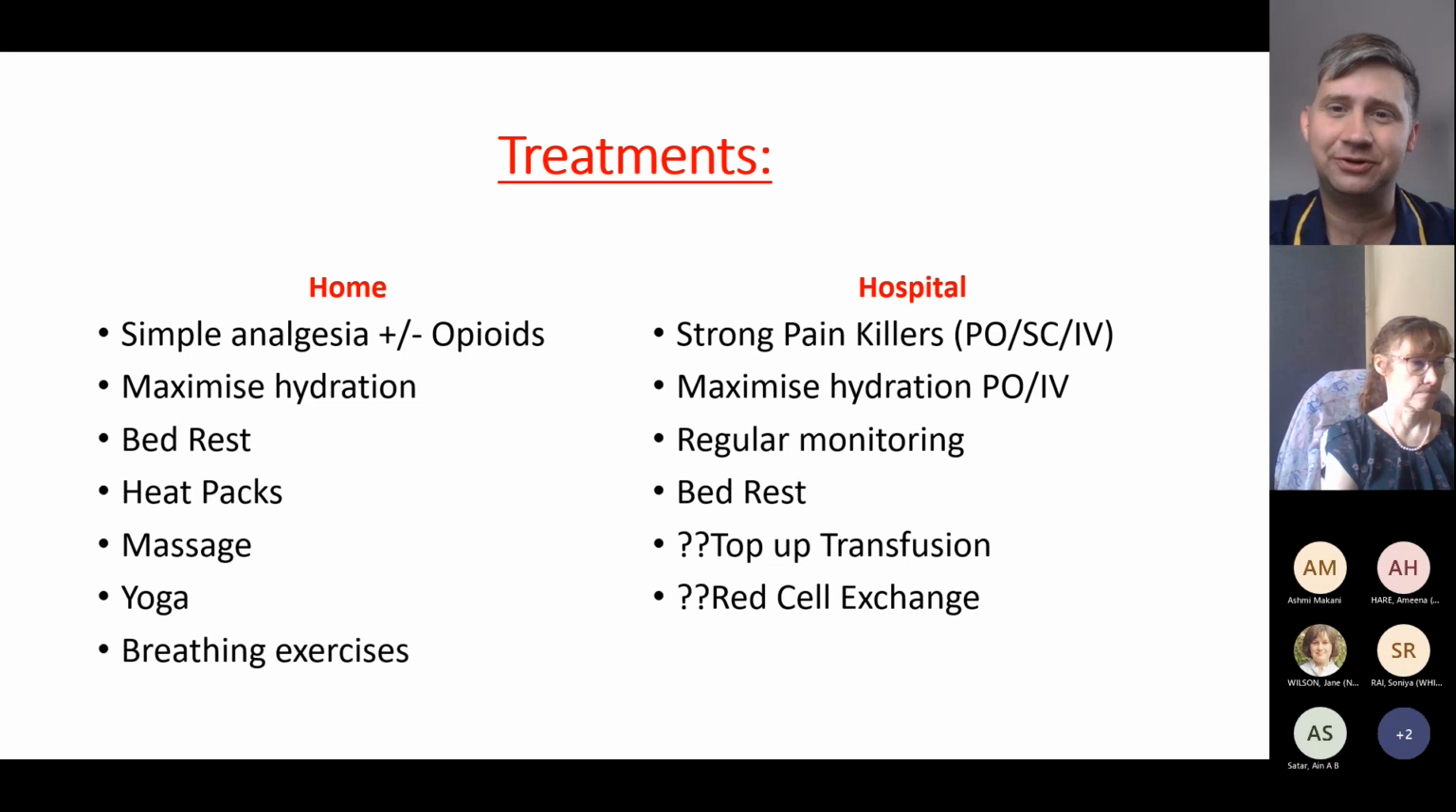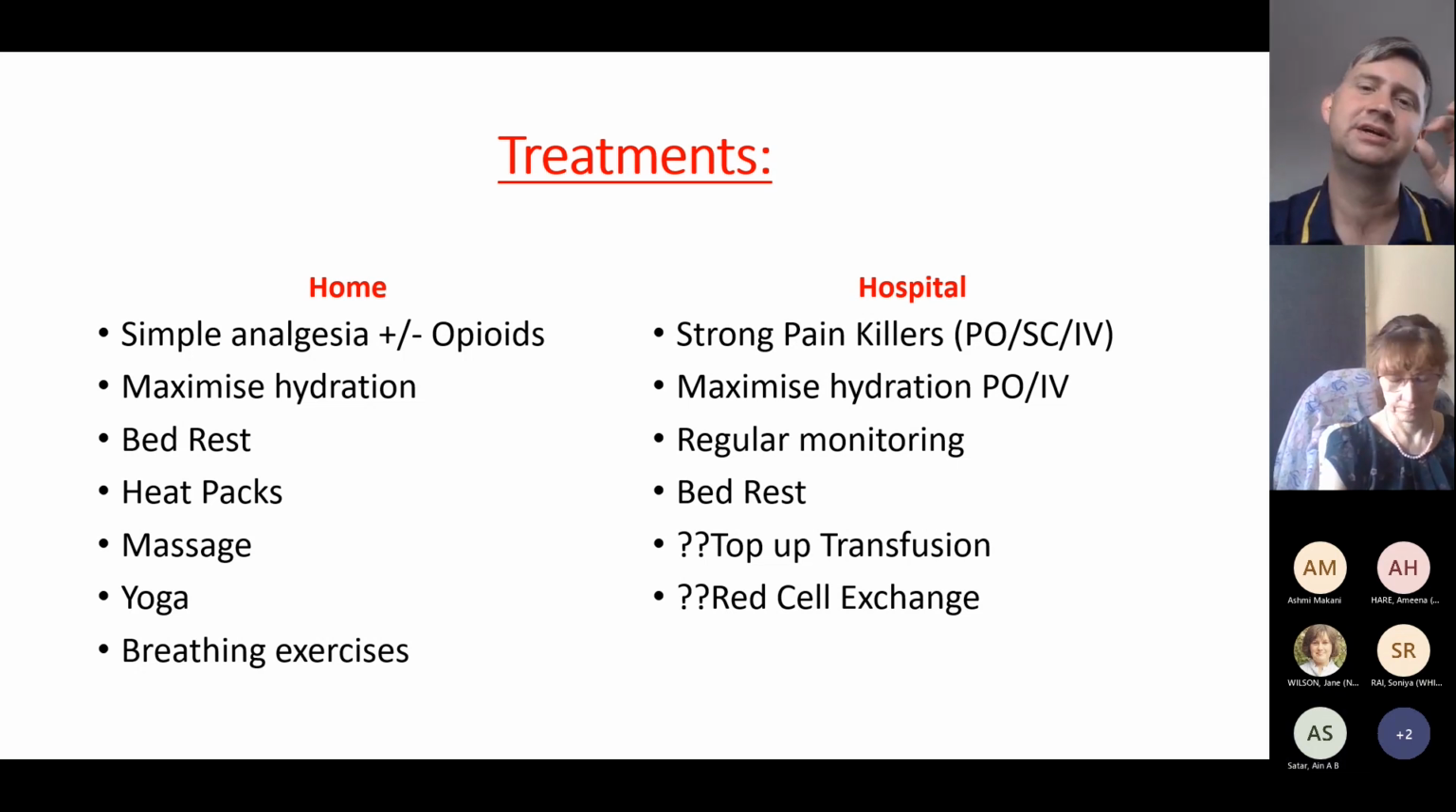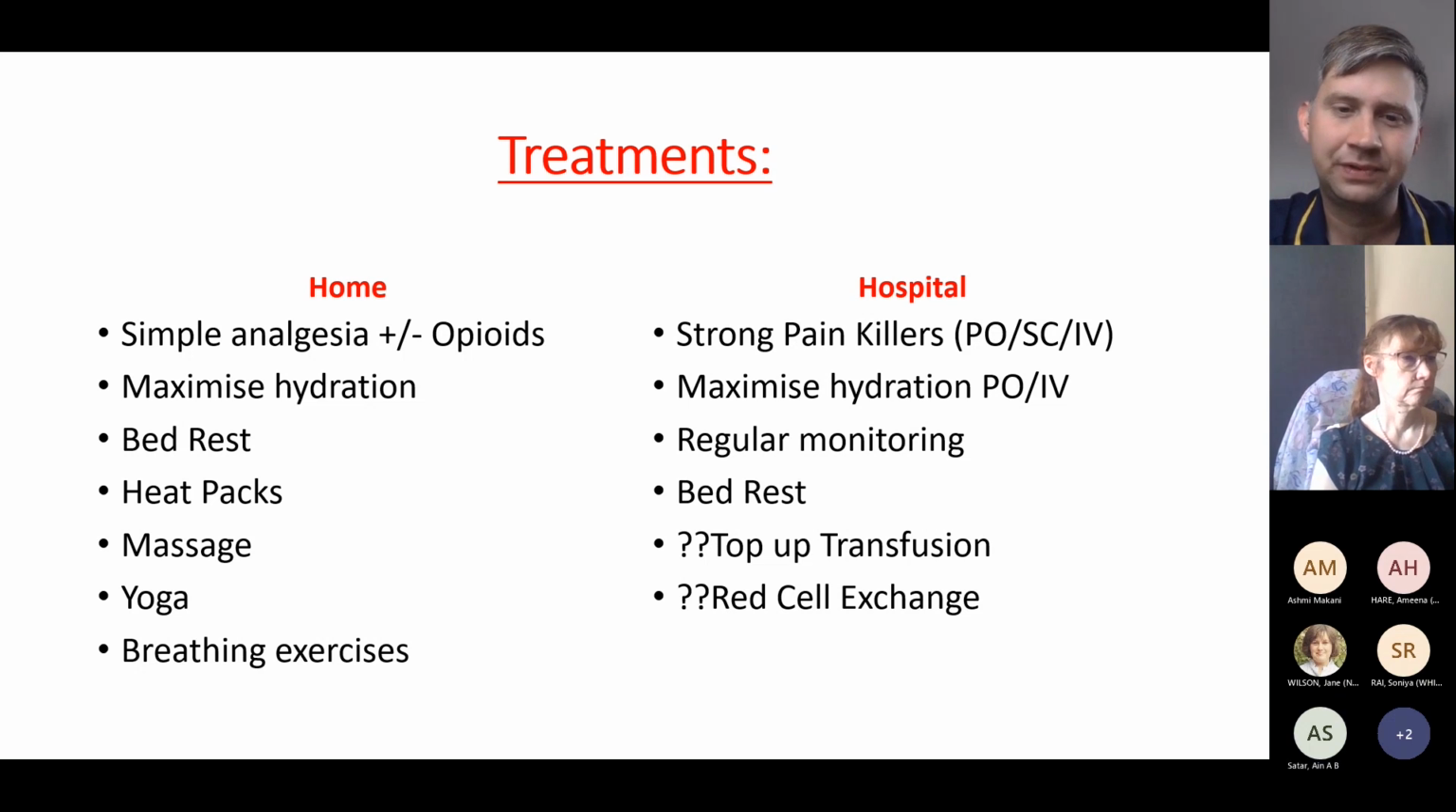Regular monitoring, so we want to do all of their vital signs, we want to do their saturations in air, just because there's such a high risk of acute chest syndrome in our patients. Bed rest again. We might give a top-up transfusion, so the whole idea of giving a top-up transfusion is to help improve anemia, as well as trying to suppress down what their S percentage is, so how much sickle hemoglobin they have. However, top-up transfusions have their own risks.